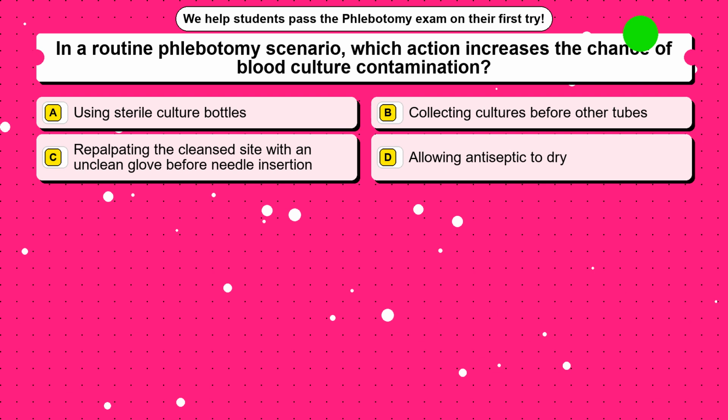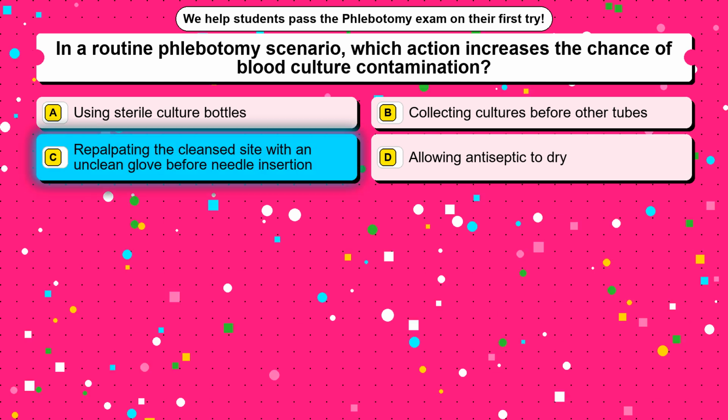Question 99. In a routine phlebotomy scenario, which action increases the chance of blood culture contamination? Option A. Using sterile culture bottles. Option B. Collecting cultures before other tubes. Option C. Repalpating the cleansed site with an unclean glove before needle insertion. Option D, allowing antiseptic to dry. The correct answer is option C. Repalpating the cleansed site with an unclean glove before needle insertion.